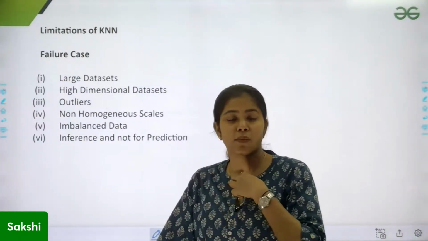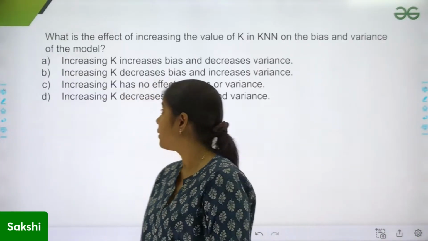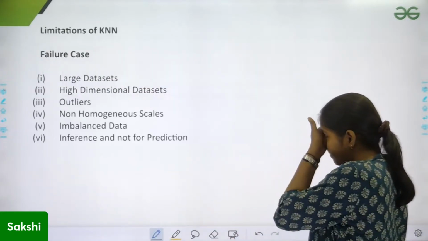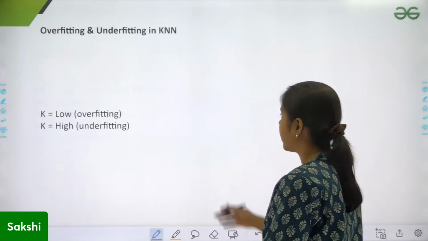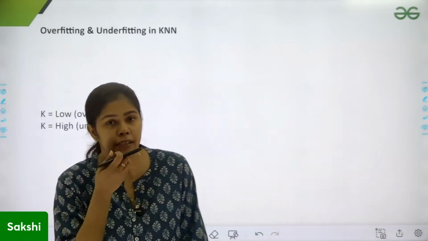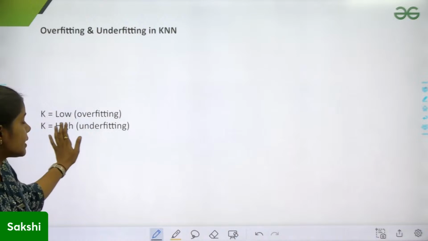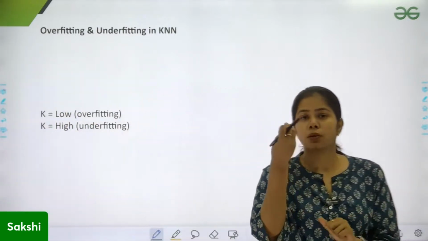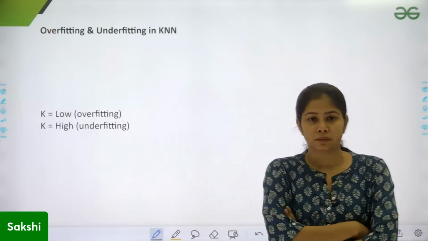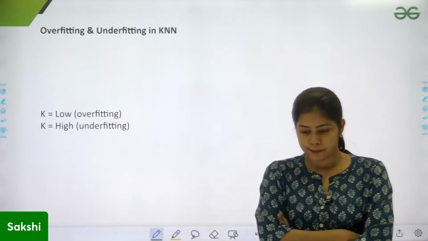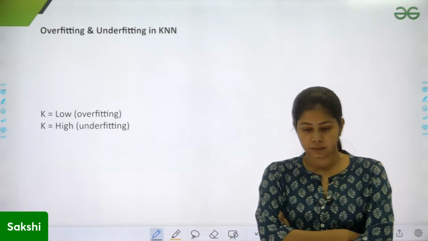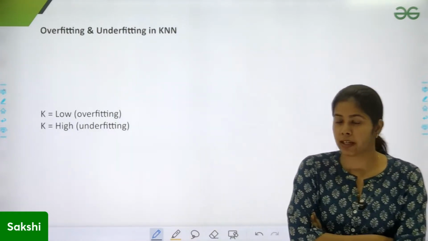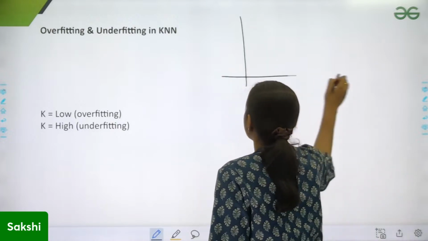Now, let's discuss overfitting and underfitting in KNN. So, K is low means overfitting. Can you tell me why, if K is low, we are getting overfitting? If we take the value of K too low, then we'll get overfitting. Can anybody tell me why that is? Because let's take this data set.